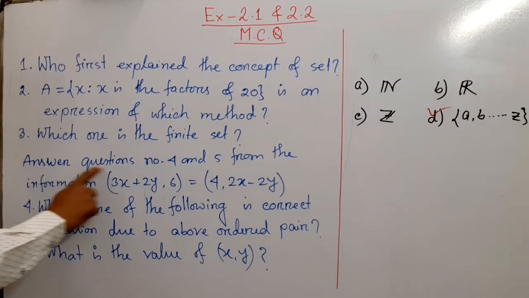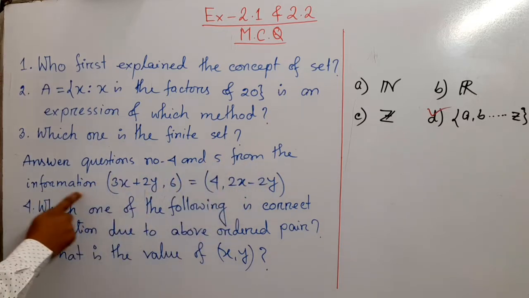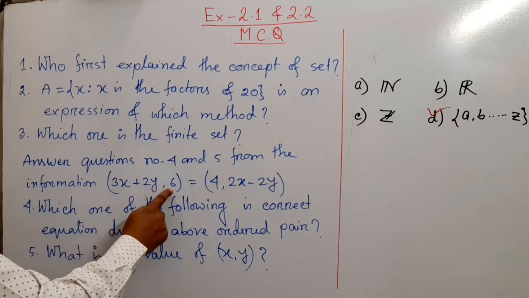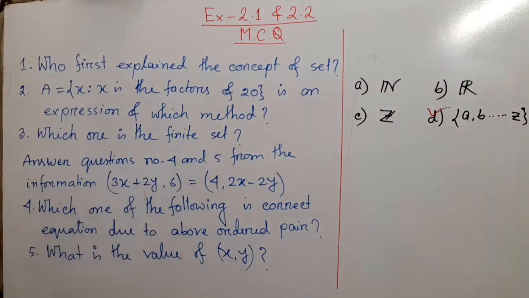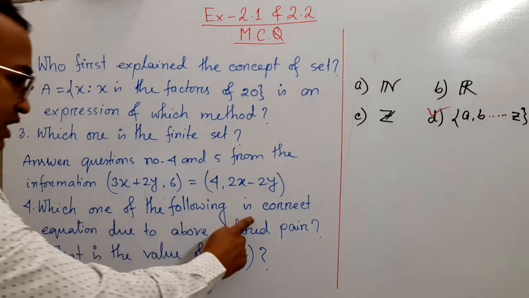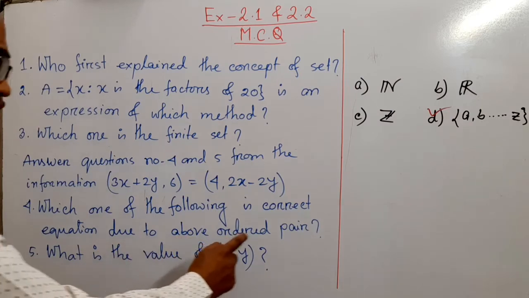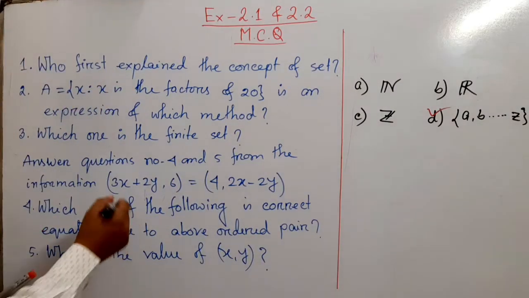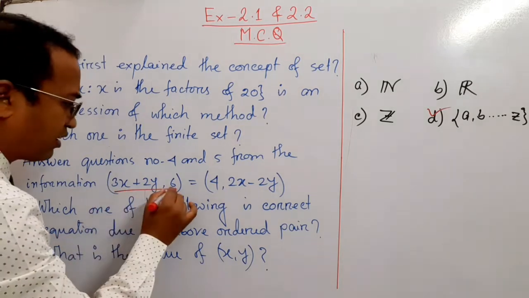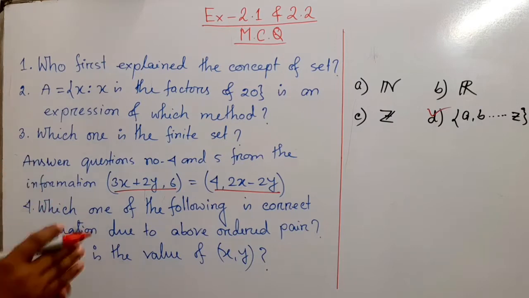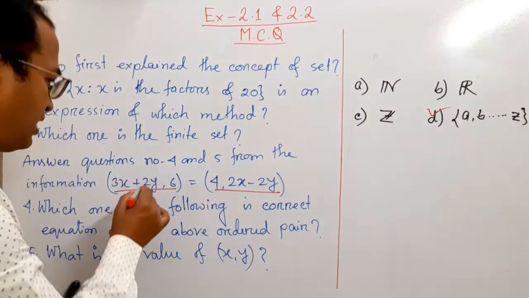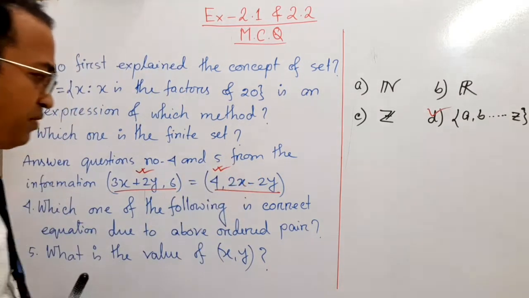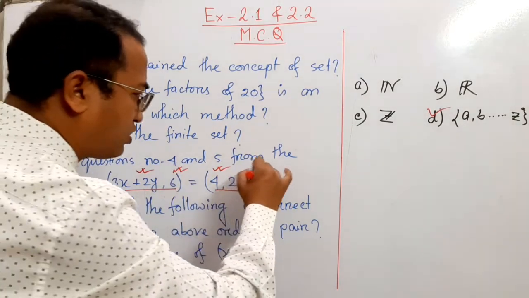Now, answer questions number 4 and 5 from the information (3x + 2y, 6) = (4, 2x - 2y). By using this information, we will answer questions 4 and 5. Which one of the following is the correct equation from the above ordered pair? Look, it is an ordered pair equal to another ordered pair. If two ordered pairs are equal, we can make two equations from that: the first element equals the first element, and the second element equals the second element.